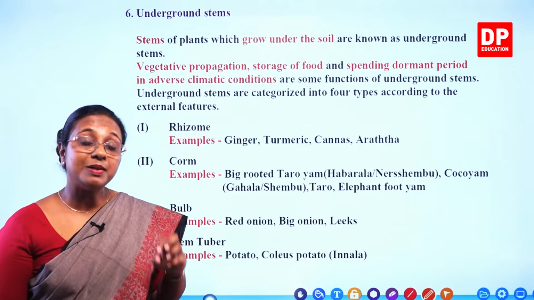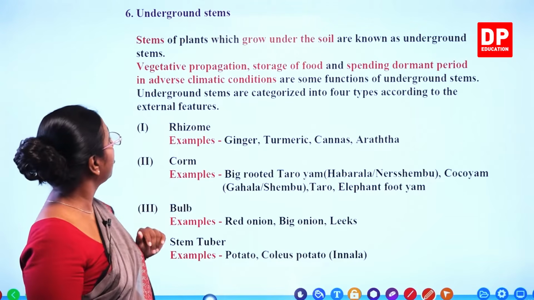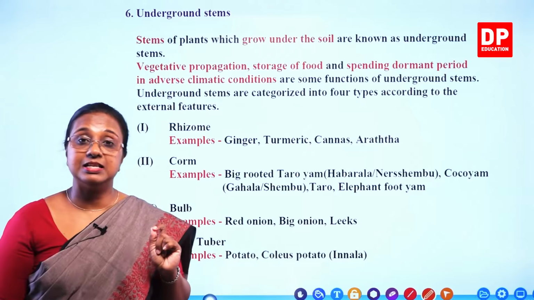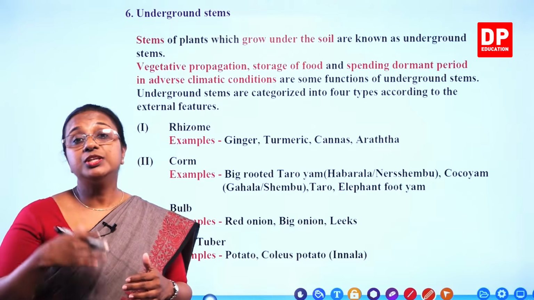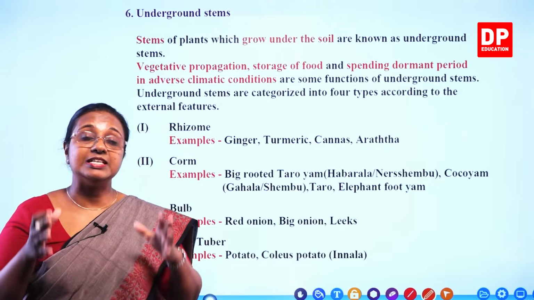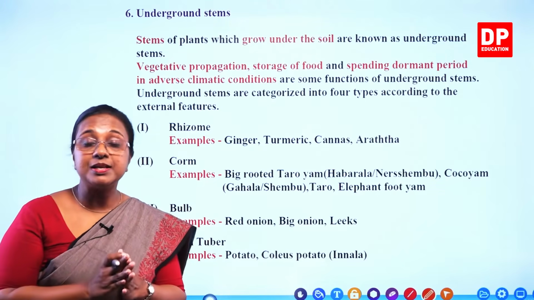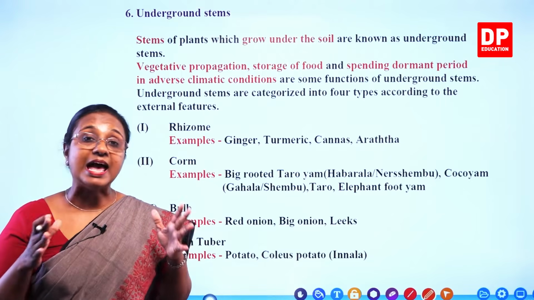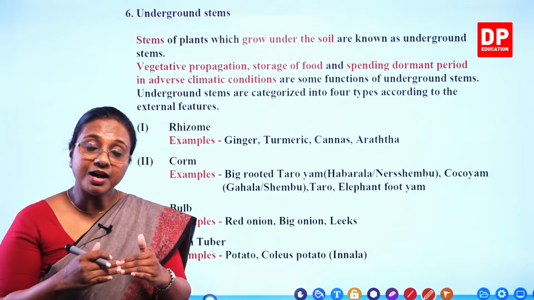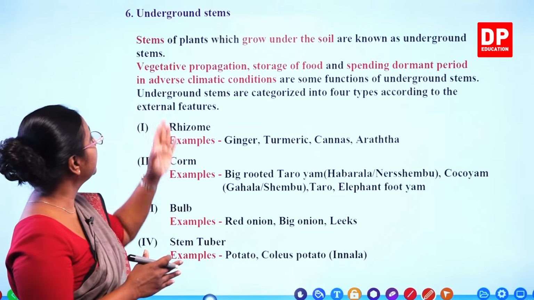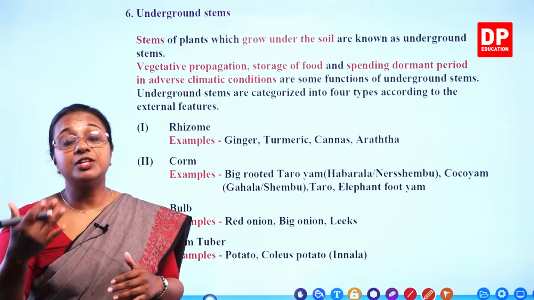One purpose why the plant stores food is to overcome the dormant period, or spending the dormant period in adverse climatic conditions. What is a dormant period? In a plant, if the growth, development or the physiological activities are temporarily stopped, or in animals, if the physical activities are temporarily stopped, then we call that period the dormant period. During that time, the plant tries to survive, when the environment conditions are adverse, not suitable for the growth of the plant.